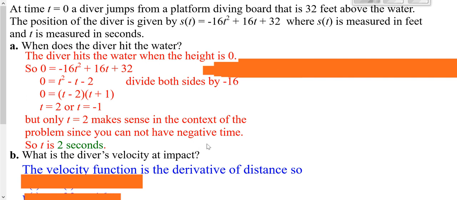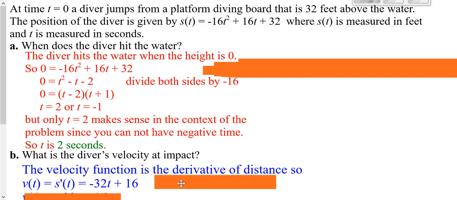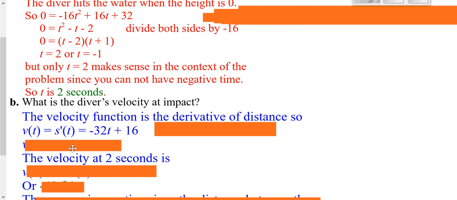The second part of this question is, what is the velocity when the diver hits the water? Well, velocity, we just have to do our derivative of this, and so we could just do our normal power rule, putting exponents in front, decreasing it by 1. And we want to know what's our velocity when we impact the water. Well, we know it takes us 2 seconds to get to the water. All we then have to do is just plug in 2 into our velocity.